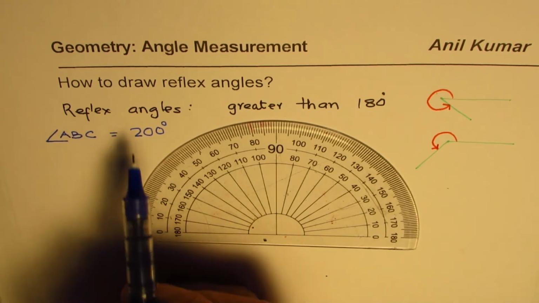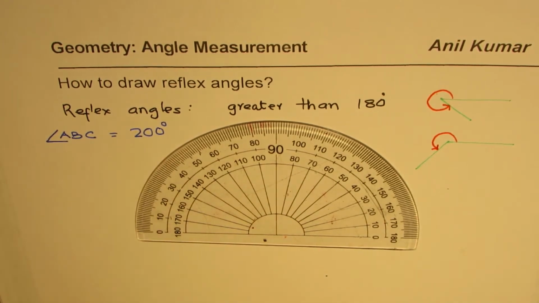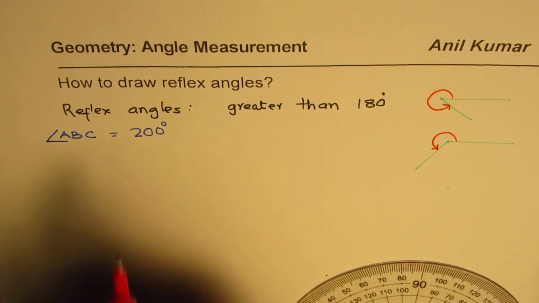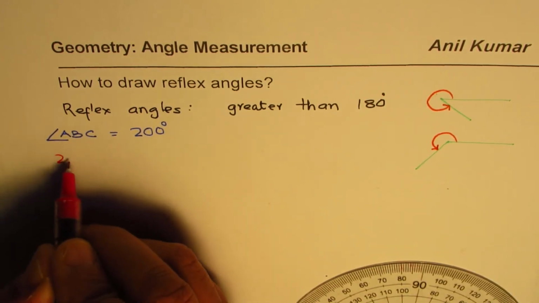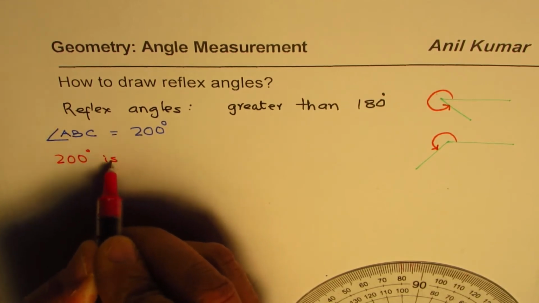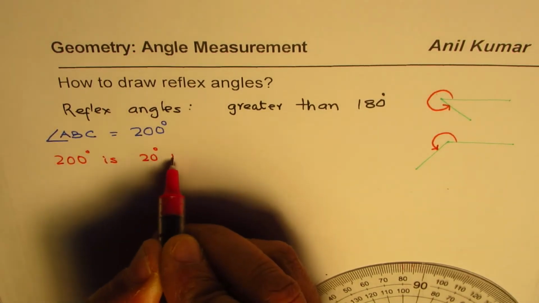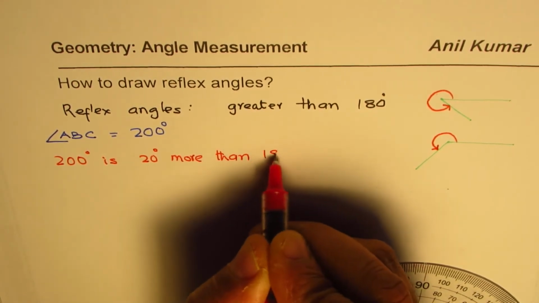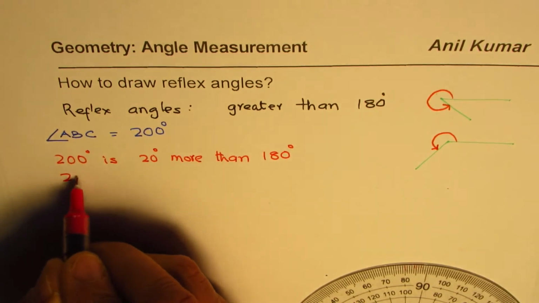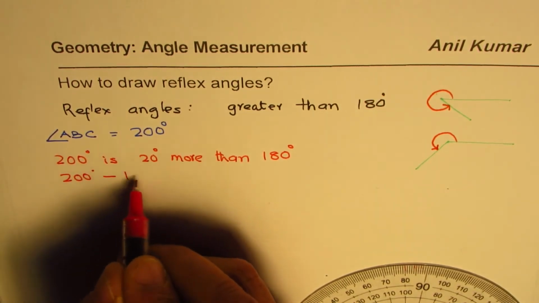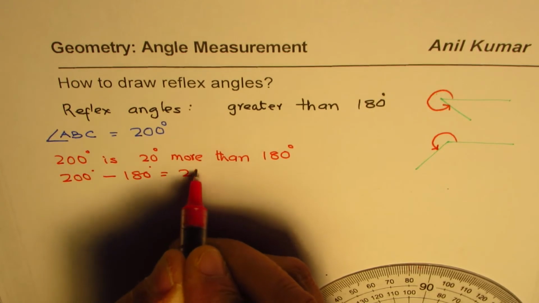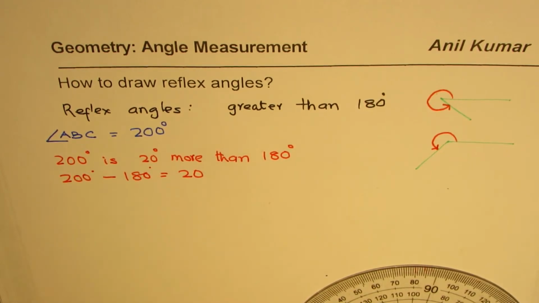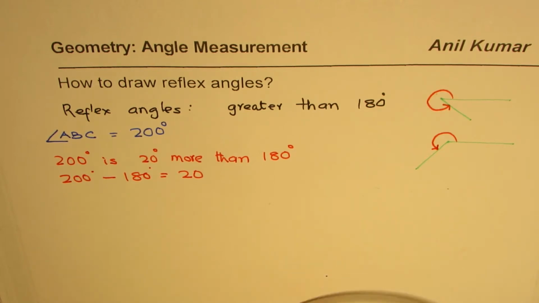What we notice is that 200 is 20 more than 180, right? So 200 degrees is 20 degrees more than 180 degrees, correct? As you know, 200 take away 180 is equal to 20. Now that statement helps to sketch a reflex angle whose measurement is 200 degrees. And let me show you how.